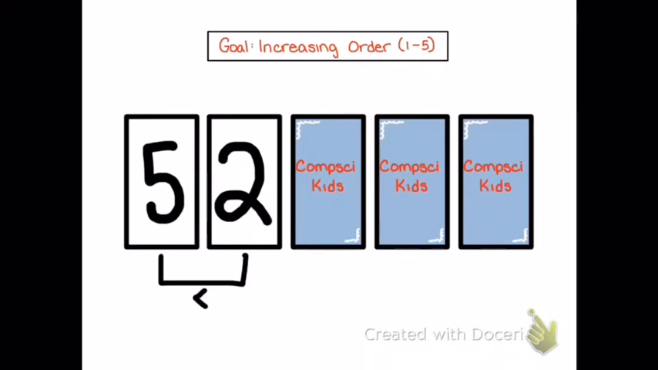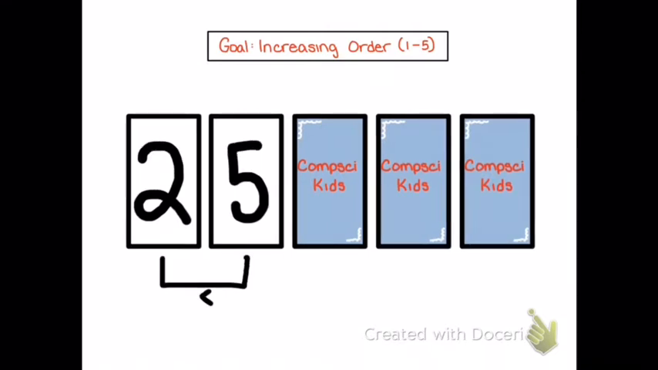So if I have a 2 and a 5, since the cards need to be in increasing order, I need to check which card needs to go first. Since the 2 is less than the 5, then I need to switch these 2 cards. So if I were to switch them, I now have that the 5 is greater than the 2, meaning that these 2 cards are in the right order. Now I'm going to move on to the third card.